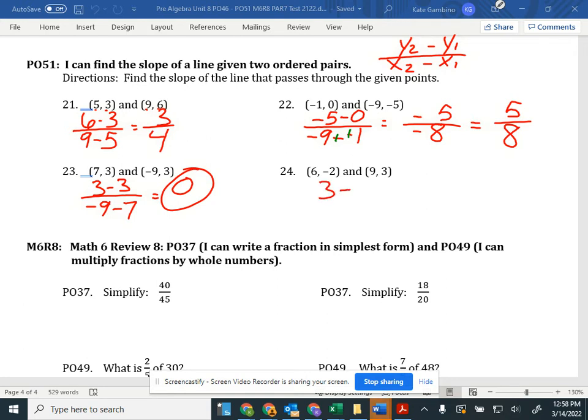And then 3 minus -2 over 9 minus 6. Again, minus a negative, you're adding a positive. 3 plus 2 is 5. 9 minus 6 is 3. So I had a few friends who forgot that the y goes on top, x on bottom. We had them reversed. I had a few friends who forgot how to subtract negative numbers. So you know how you did on this objective, what you need to brush up on.